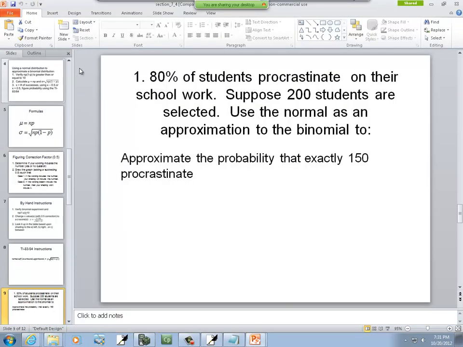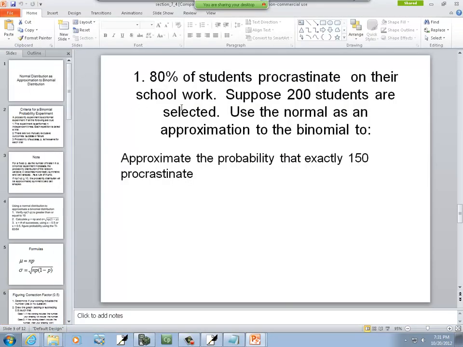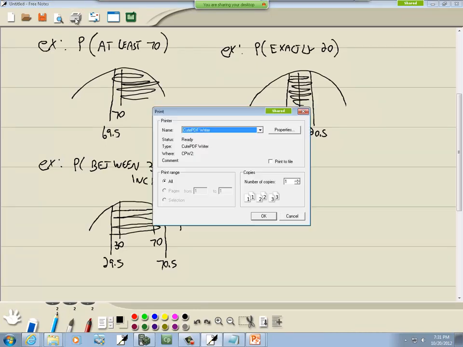Let me save this. What is this? Normal distribution is an approximation of binomial.